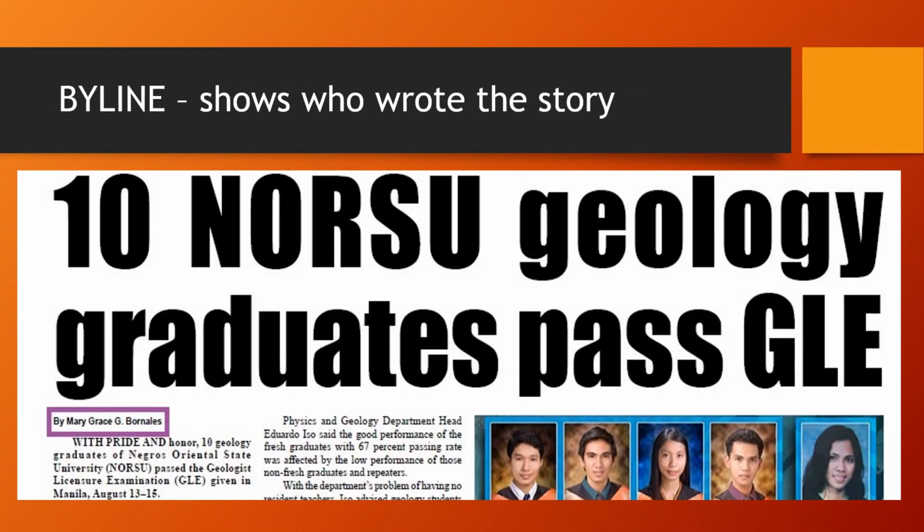Next is the byline. It shows who wrote the story. The byline is always followed by the headline, so it is easy to catch where the byline is. From this example, the byline, or who wrote the story, is Mary Grace P. G. Bornales. A byline may be one person or a group.